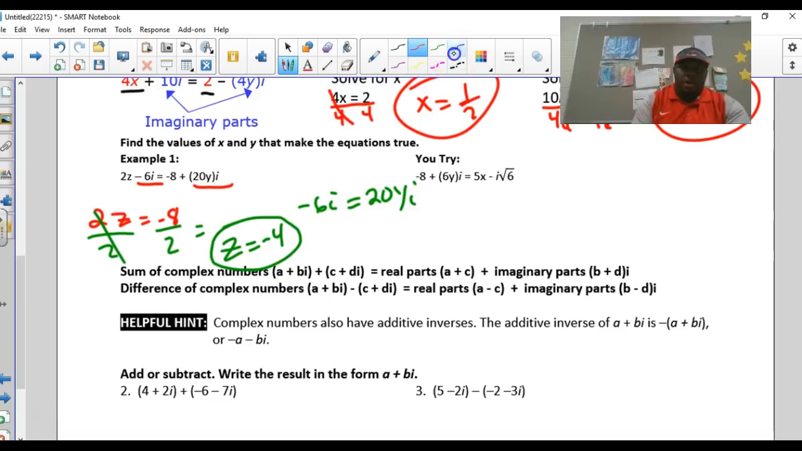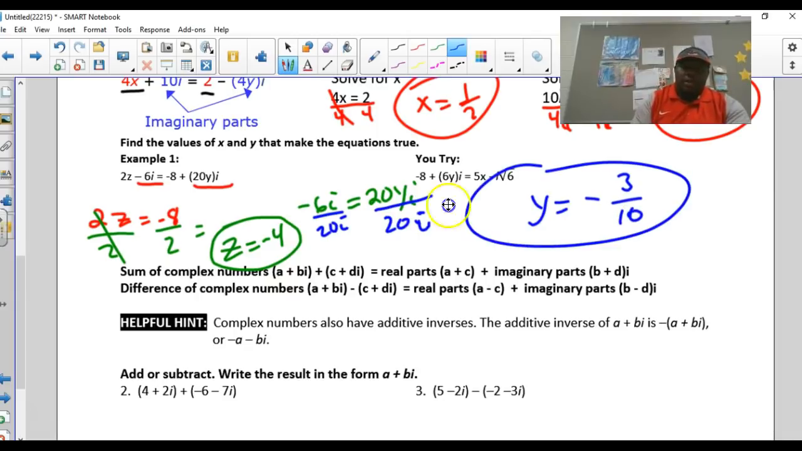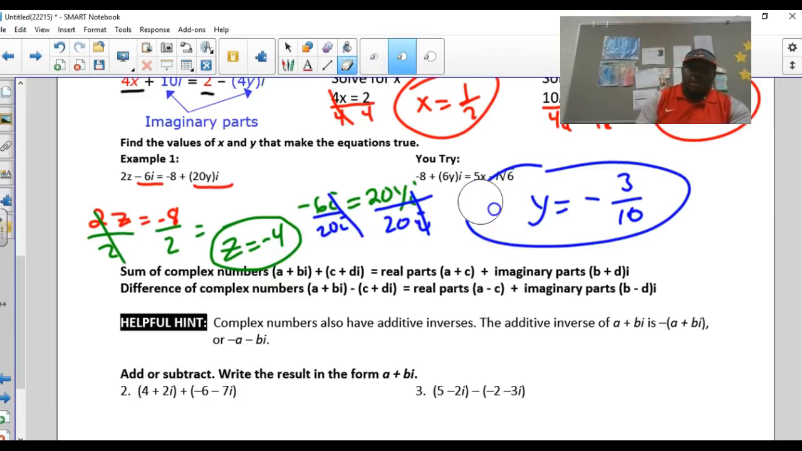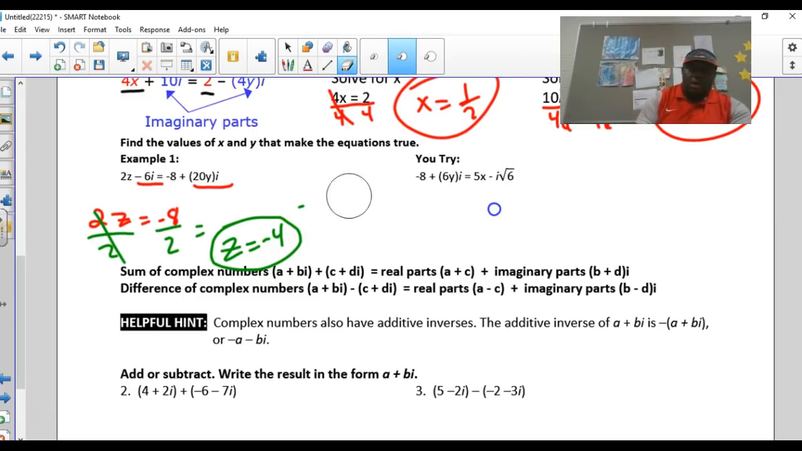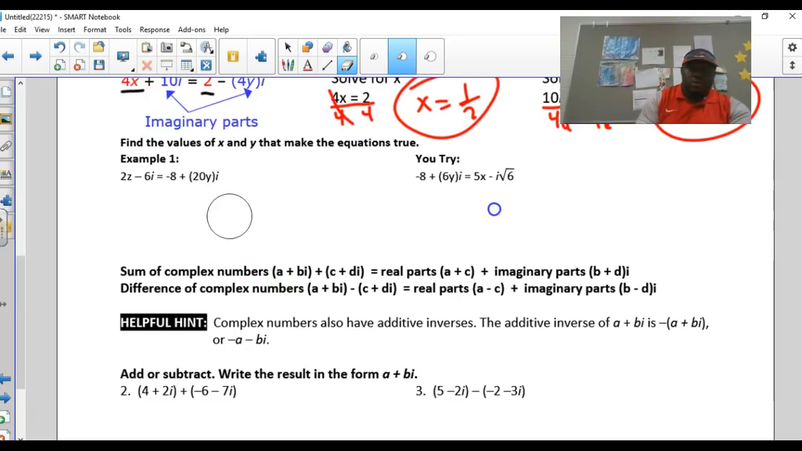And then the imaginary part, we're solving for y, so divide by 20i. Then you have negative 6i over 20i. We're going to reduce that. So y equals, they both are divisible by 2, so I have negative 3 over 10. Don't forget, guys, those i's are going to cancel. The i's cancel on both sides. Now, there's a you try right here, guys. I'm going to leave that for you to try. Give those a try.